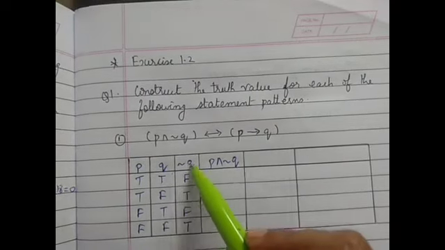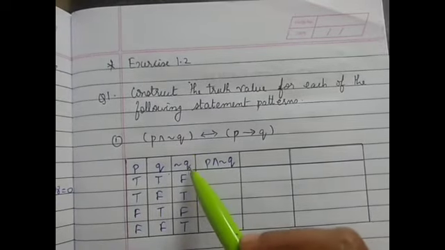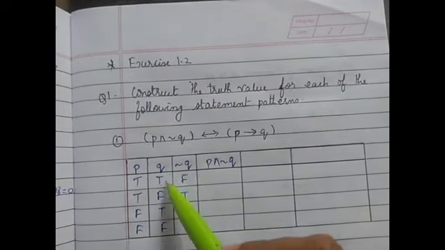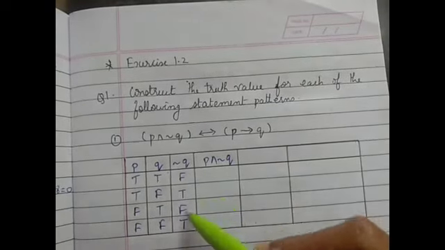Now I have written negation Q because here it is negation Q. Negation P is not there, so I have not written negation P. So negation Q will be what? Here it is T, so I will write F. Here it is F, so I will write T. So entries will be TF, TF.